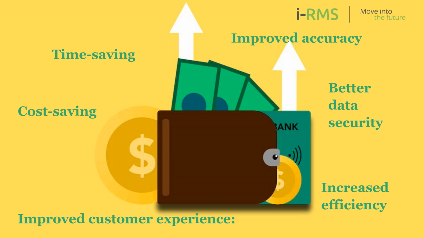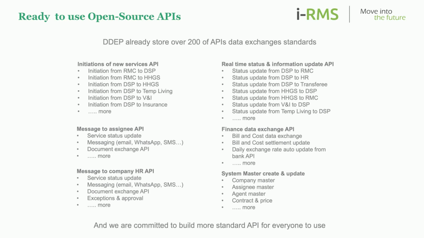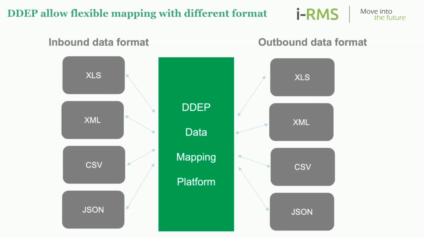other security issues. DDEP has already developed more than 200 open-source API data exchange standards that are available for anyone to use. We are dedicated to continuing the development of additional standard APIs that will be accessible to all. DDEP provides support for multiple data exchange formats, including XML, Excel, CSV, and JSON. This versatility allows for seamless data exchange between systems with varying format requirements.